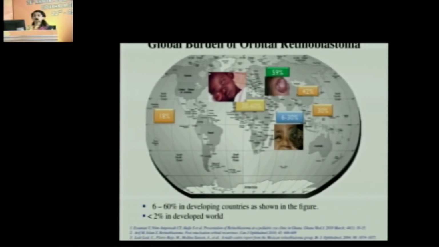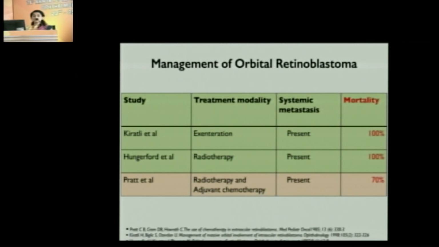Alarmingly and unfortunately, 80% of the children in Africa present with orbital retinoblastoma. India is not least. Again, there is reported literature of 30% of patients presenting with orbital retinoblastoma. So it is in Pakistan, Nepal, and other neighboring countries of India. So we did evaluate the literature on the conventional management of orbital retinoblastoma.